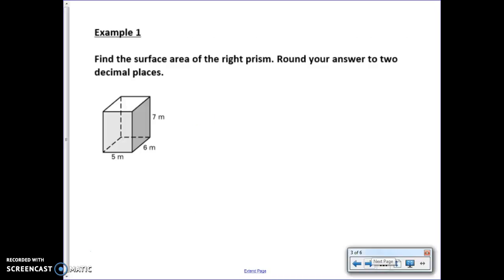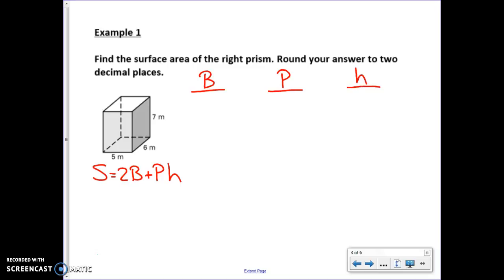So in this case, we're going to find the surface area of this prism. Because it's a rectangular prism, any of these surfaces can serve as the base. For the purpose of this, I'm going to use the bottom as the base here. I'm going to remind you, our formula is S equals 2B plus PH. So there's 3 things we need here. We need the area of the base, we need the perimeter of the base, and we need the height of the prism.